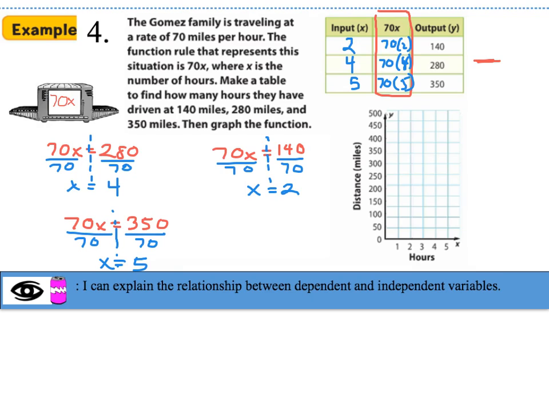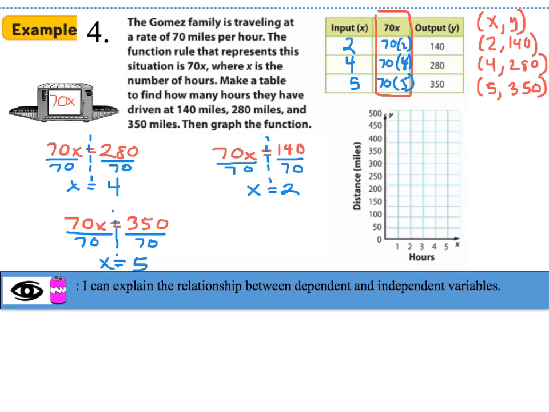So if you look at it, the input becomes the x values and the output becomes our y values. So we can create a set of ordered pairs. For our first ordered pair, we got (2, 140). Our second ordered pair, we have (4, 280). And our last ordered pair would be (5, 350). So let's go ahead and plot these on the graph.